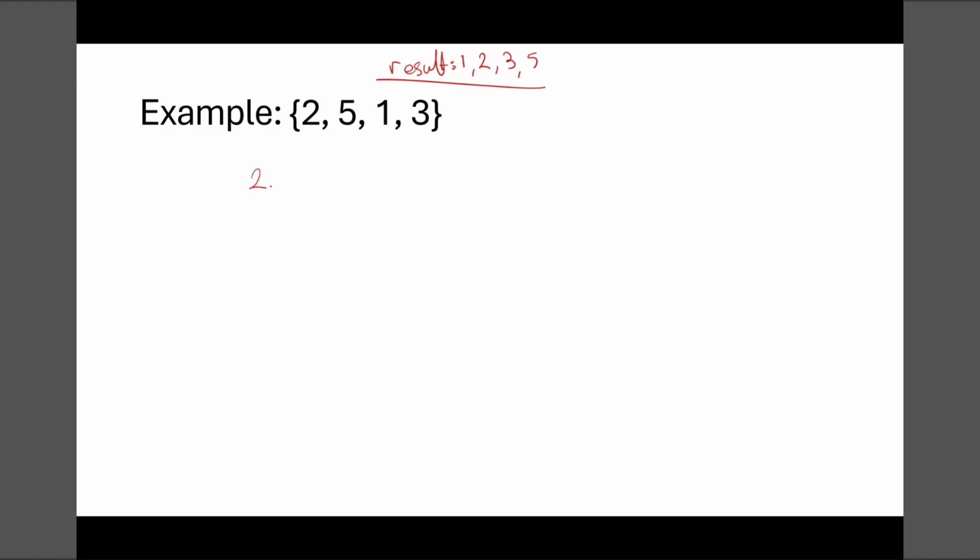So let's start with 2, 5, 1, 3. This is index 0, 1, 2, and 3. This is the first low, and this is the first high. So our logic of partitioning is using 2 pointers, I and j. I starts at the low, j starts at the high.